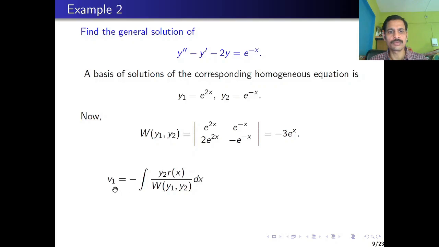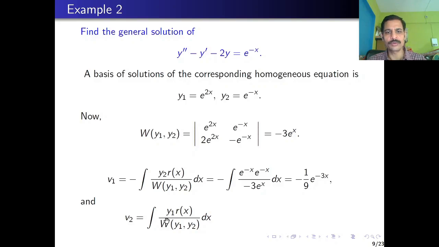So v1 is equal to minus integration of y2 r(x) divided by the Wronskian dx. The Wronskian is minus 3 e raised to x, y2 is e raised to minus x, and r(x) is e raised to minus x. So together we have e raised to minus 3x divided by 3. Its integration is minus 1 by 9 e raised to minus 3x.